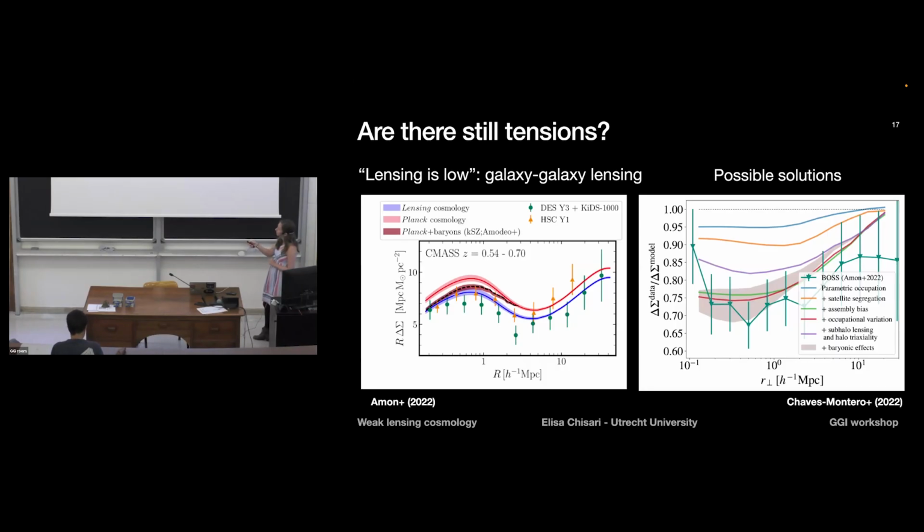So Planck here is the pink, and the green are DES plus KiDS, and orange are HSC. And this is low. So why is it that galaxy-galaxy lensing is low at the very small scales? This seems to point to a different problem. So there are possible solutions. Already Emmanuel yesterday talked about the role of baryonic effects in suppressing the power spectrum at small scales.